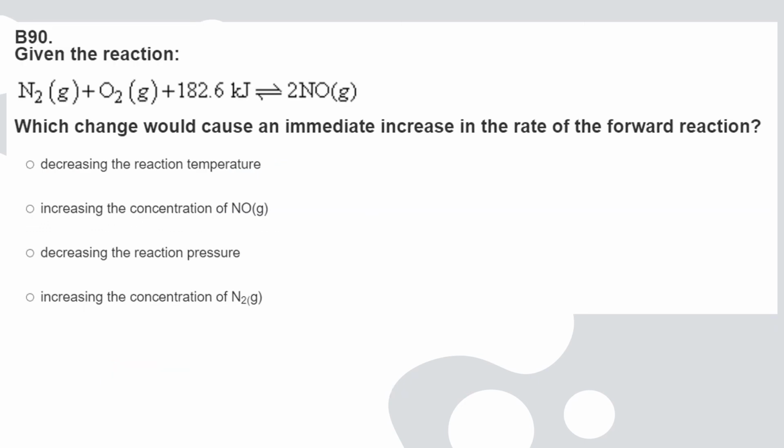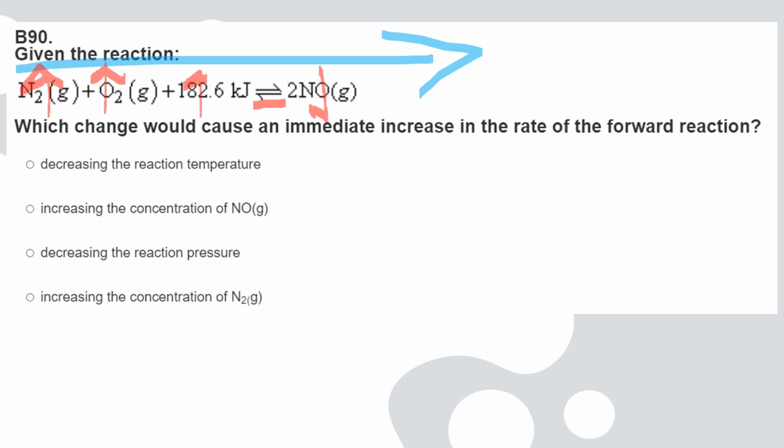All right, which change would cause an immediate increase in the rate of the forward reaction? So forward goes this way. So how could I make the reaction go this way? So let's think about it. Before I even look at my answers, how could I make the reaction go this way? Find my arrow, okay? In order to go this way, everything on this side would have to increase, and everything on this side would have to decrease. So is it decreasing temperature? Nope. Is it increasing NO? Nope.